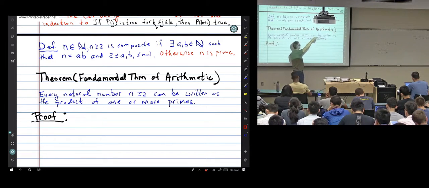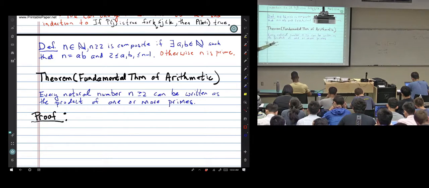So 1, 3, 5, 7, 11, etc. Okay, so the fundamental theorem of arithmetic is that every natural number bigger than or equal to 2 can be written as the product of 1 or more primes. So we're going to do that by strong induction.